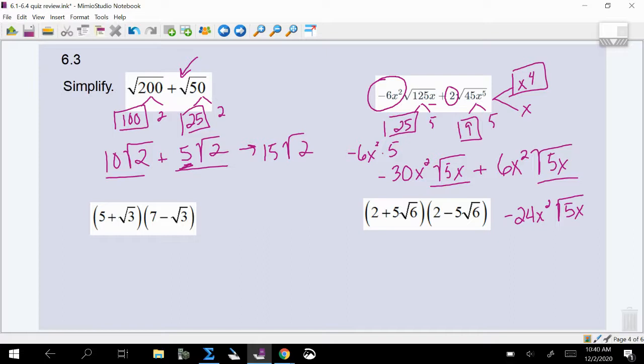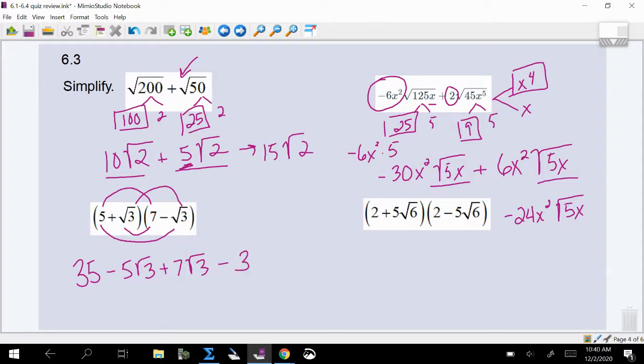Then we did multiplying ones. We did multiplying ones that were and weren't conjugates. So 5 times 7 is 35. These are going to be FOILed. My outer is going to be negative 5 square root of 3. My inner is going to be 7 square root of 3. And my last, negative square root of 3 times a positive square root of 3 is just negative 3.